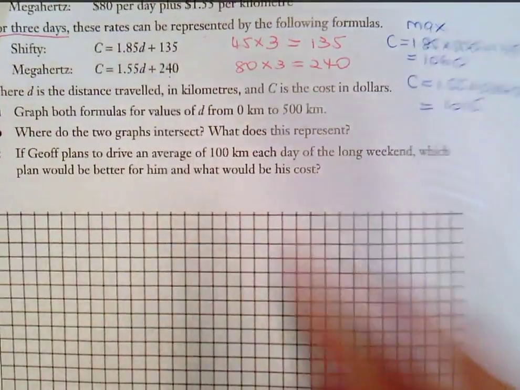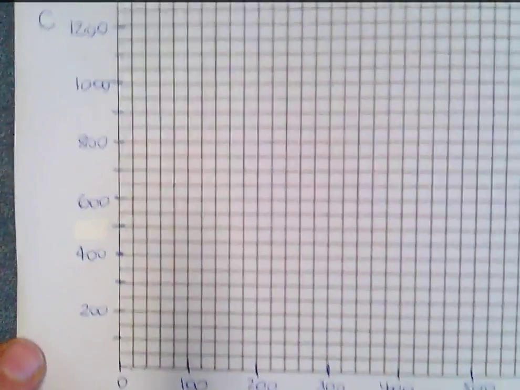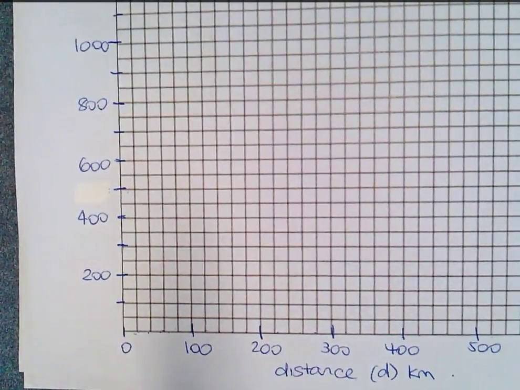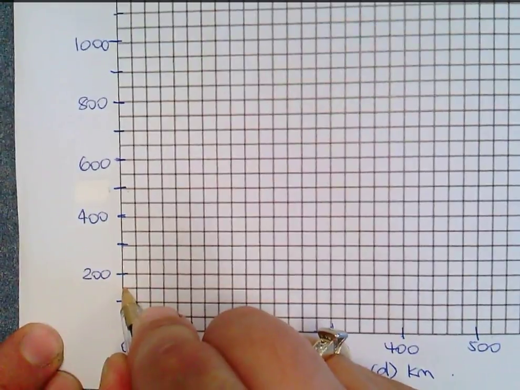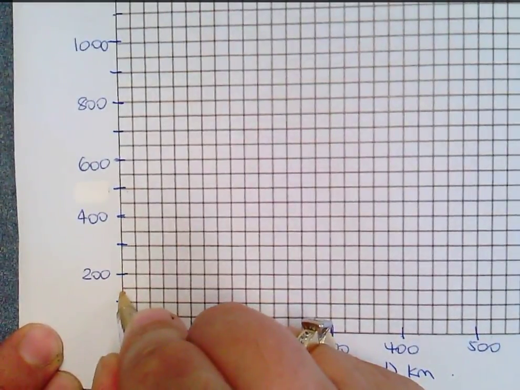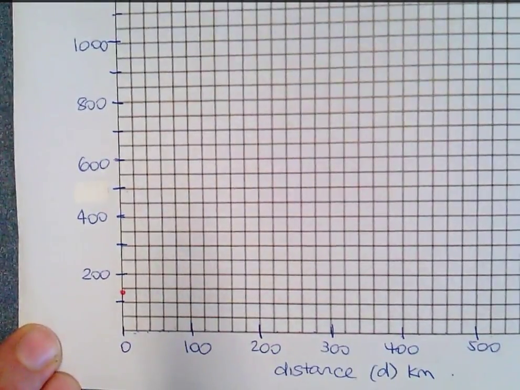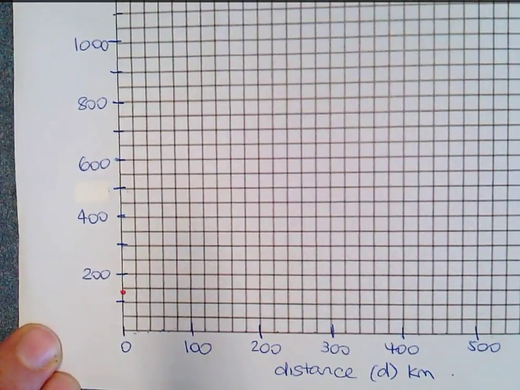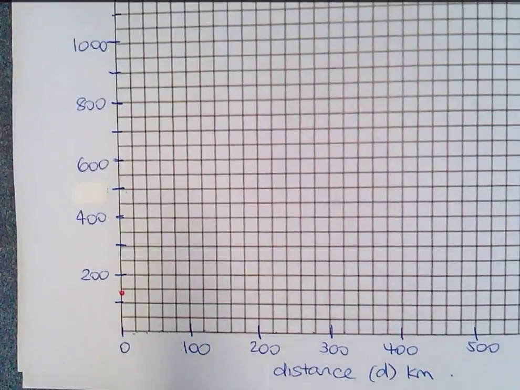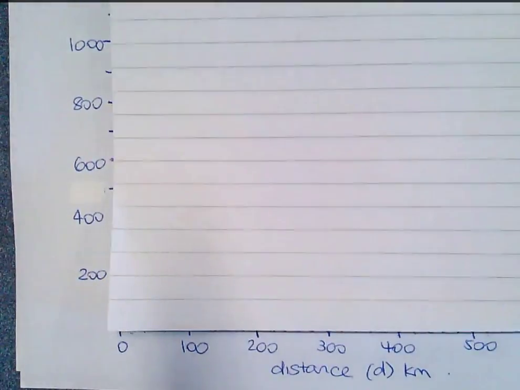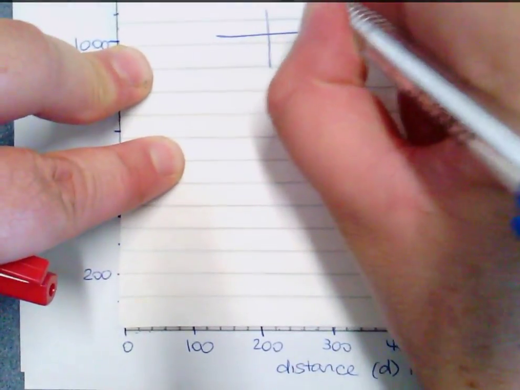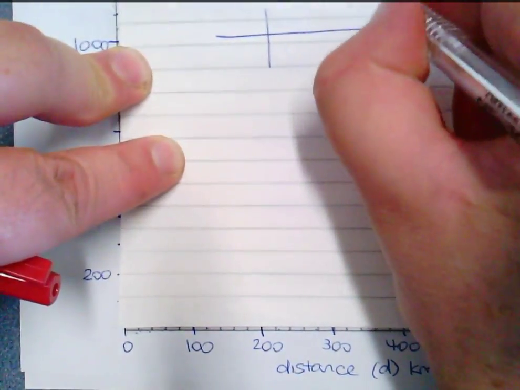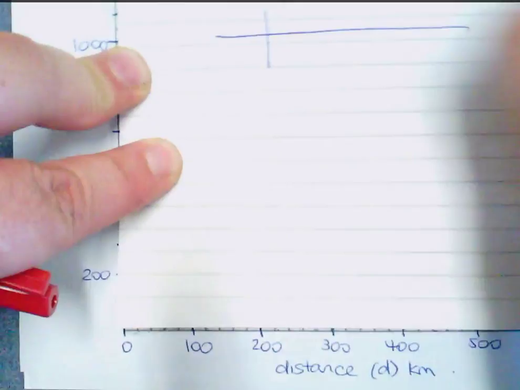Good. Now that's going to be a real pain to graph. We can't do it accurately. There's 100. There's 150. It's about there. I'm going to have to come up with more values. See, that's about 135. All right, I'm going to do a table of values here. So we've got Shifty. C is 1.85D plus 135.